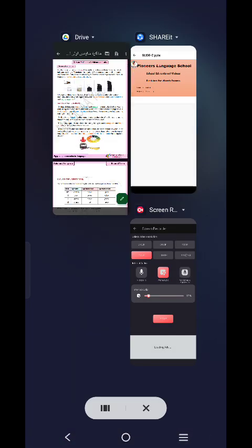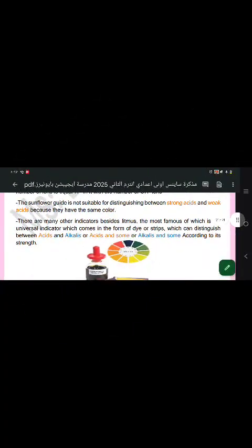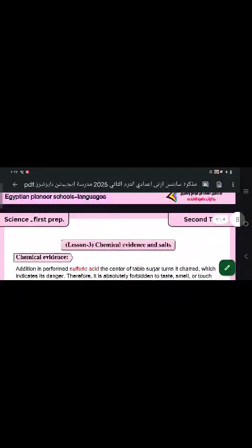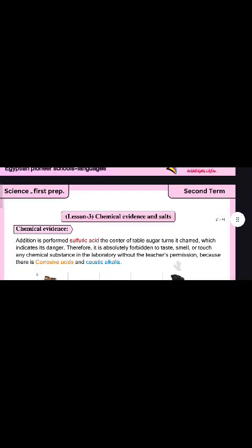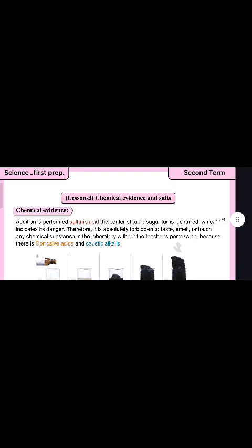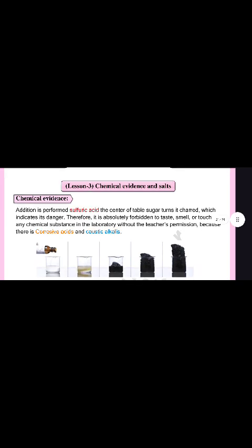Today, inshallah, we're going to explain the last lesson of Unit 1, which is Lesson 3. Lesson 3 speaks about chemical indicators and salts. Chemical evidence: addition is performed. Sulfuric acid, when added to table sugar, turns it charred, which indicates its danger.